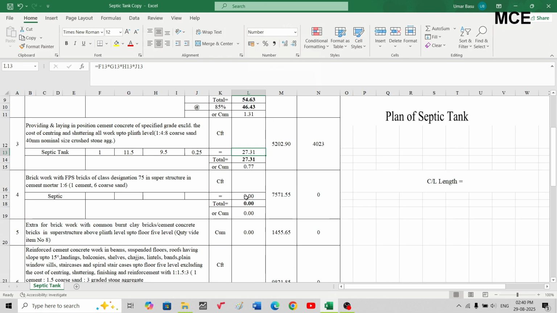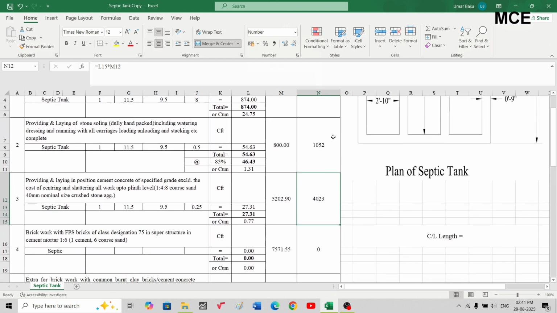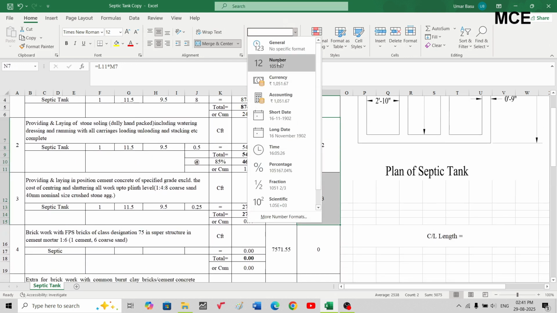So total will be 27.31 cubic feet, and in cubic meters it will be 27.31 divided by 35.32, which is 0.77 cubic meter. Rate for this item in SOR is 5202.90 Indian rupees per cubic meter. So total for this will be 4023 Indian rupees. Okay, let's change it to the currency.